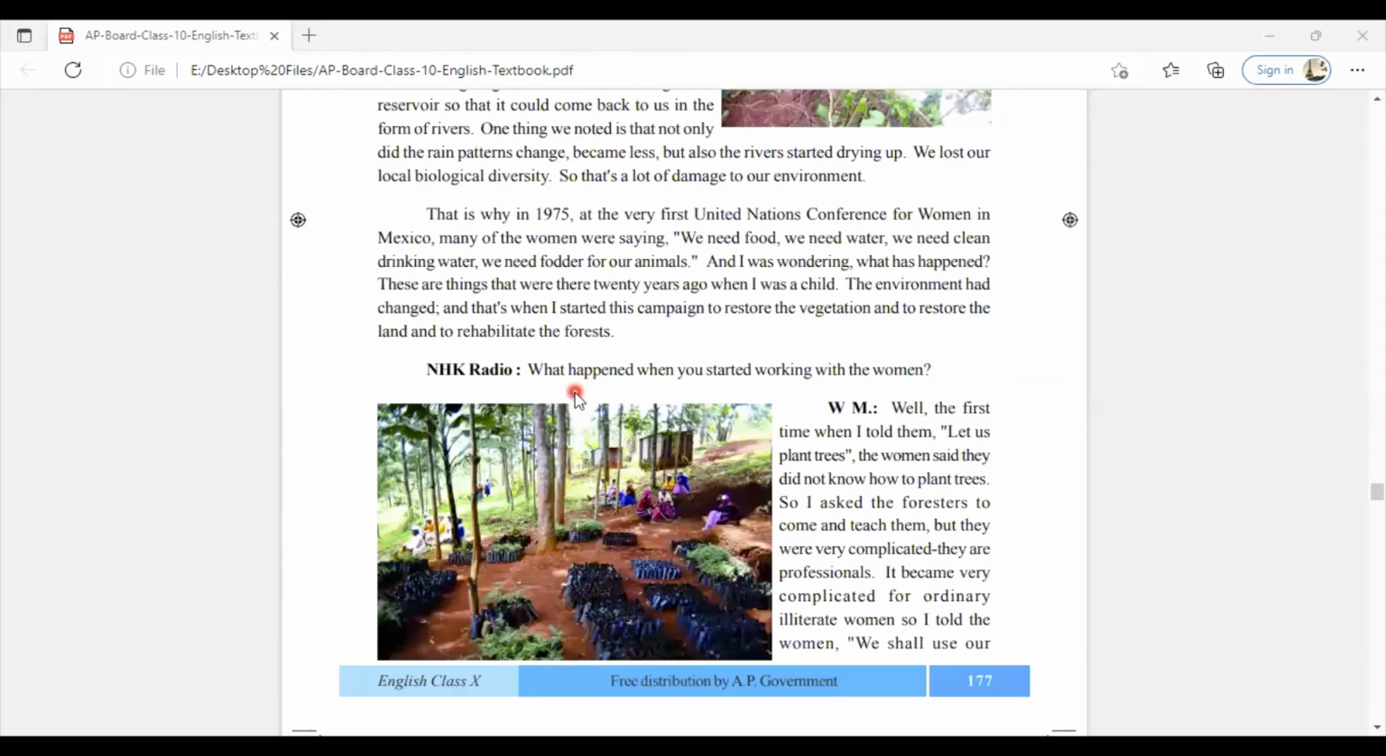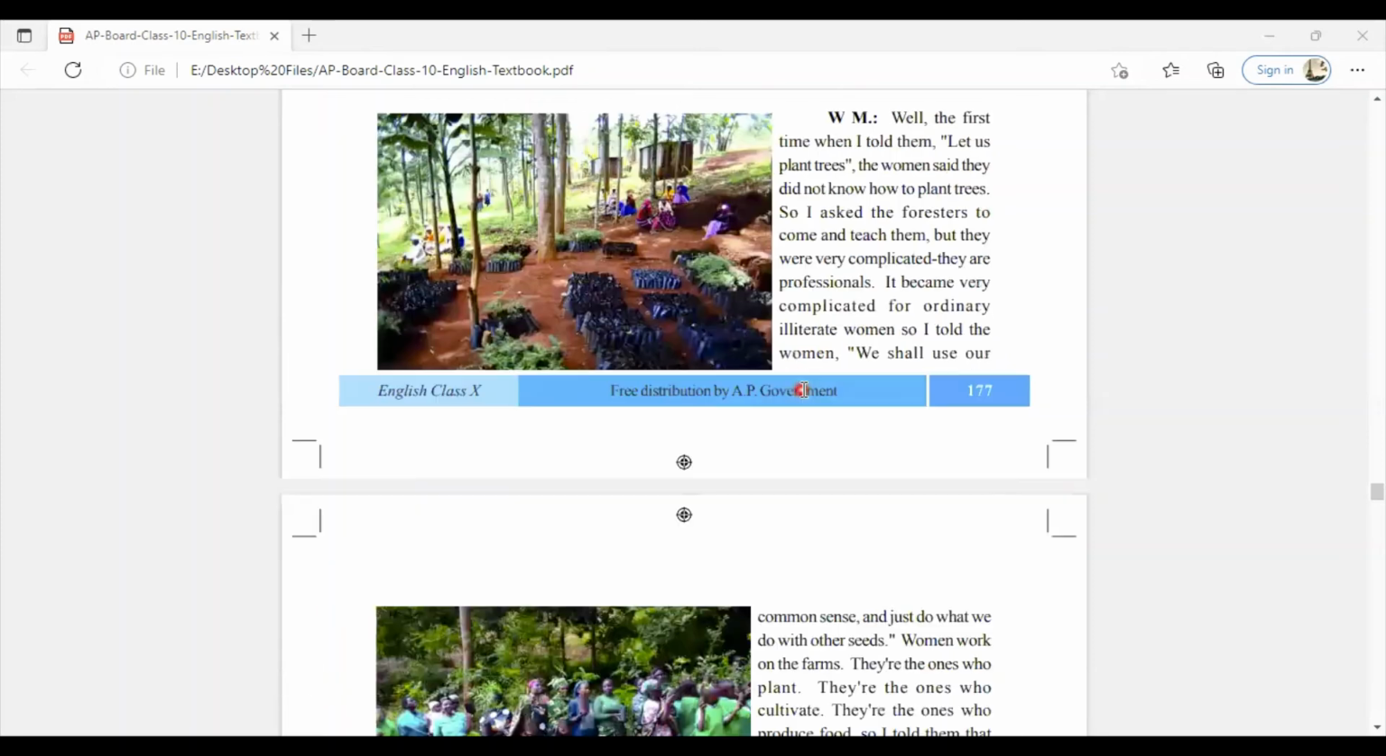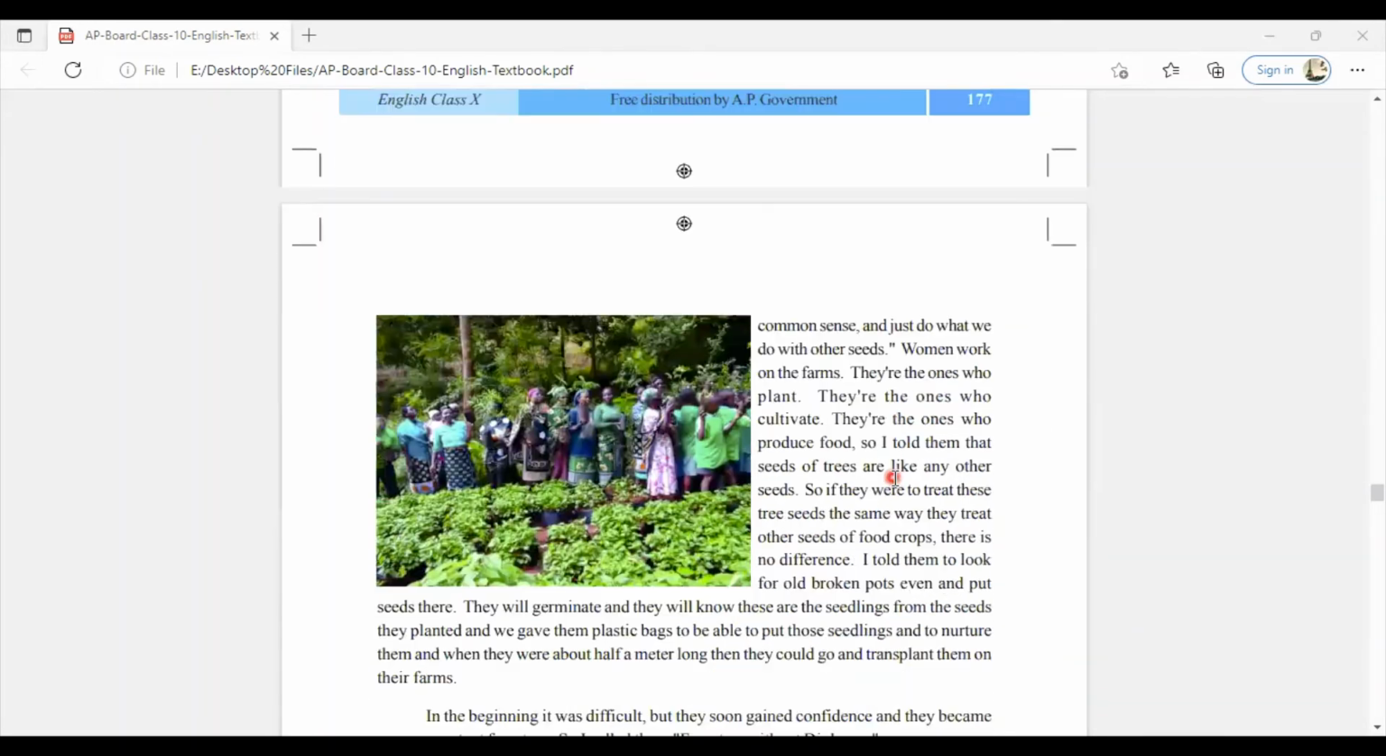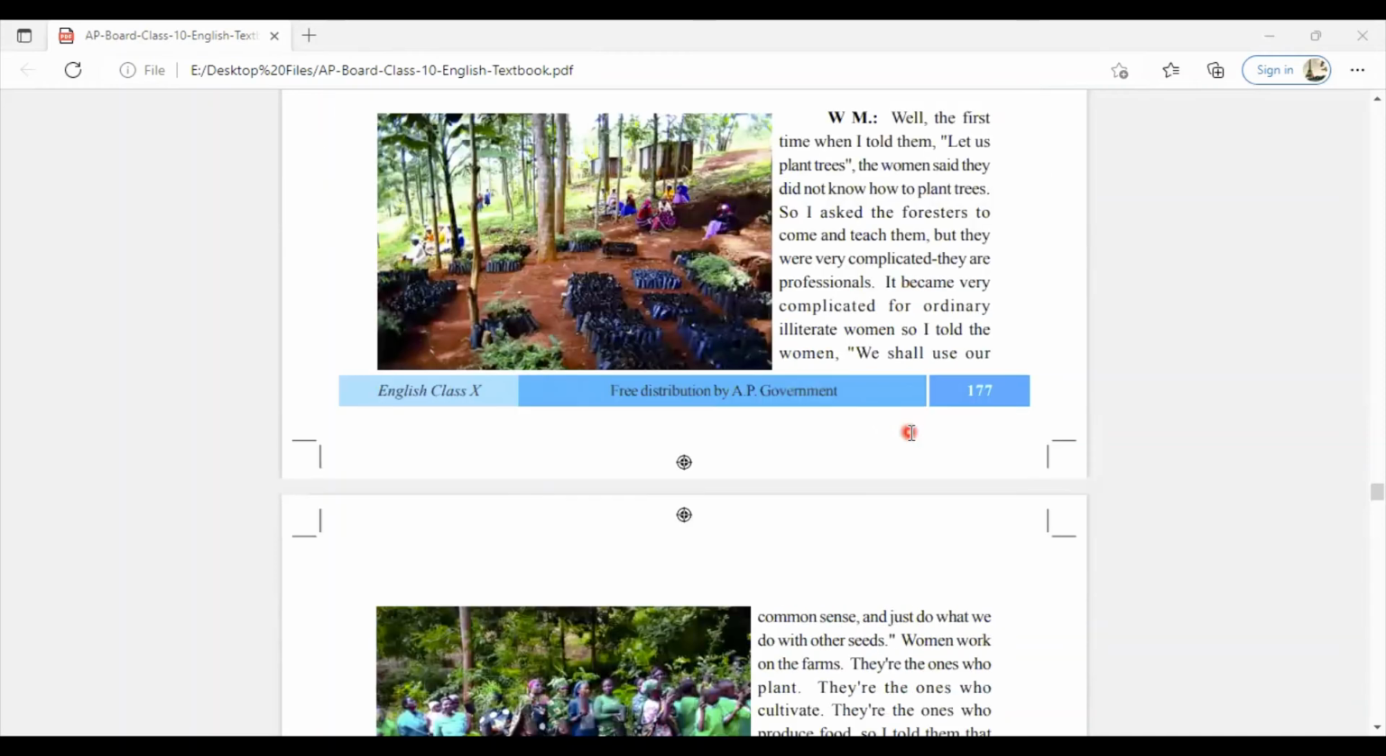The next question raised by the NHK radio is, what happened when you started working with the women? So she says that when she started working with the women, she taught them. It is TAUGHT, the past form of teach here, not thought. So she taught them how to plant trees. In the beginning, it was very difficult for them, but soon after they gained some confidence. It was very easy for them. Then they also became very good, competent foresters.